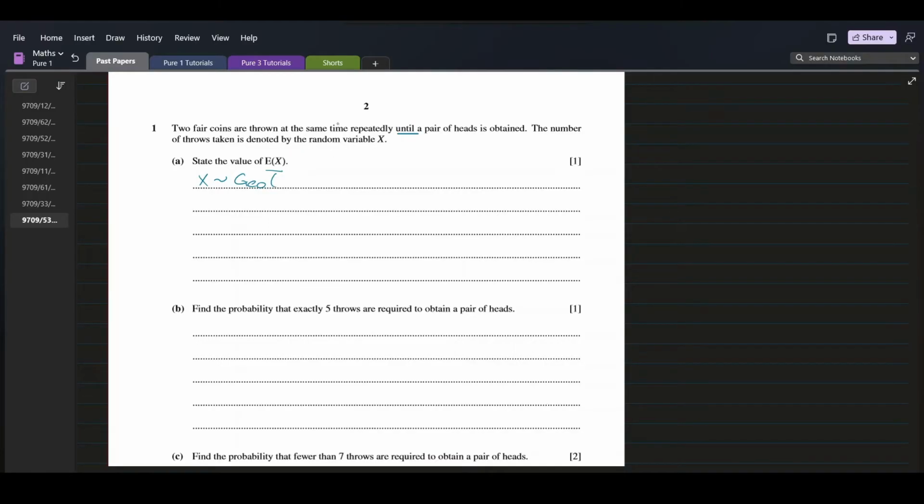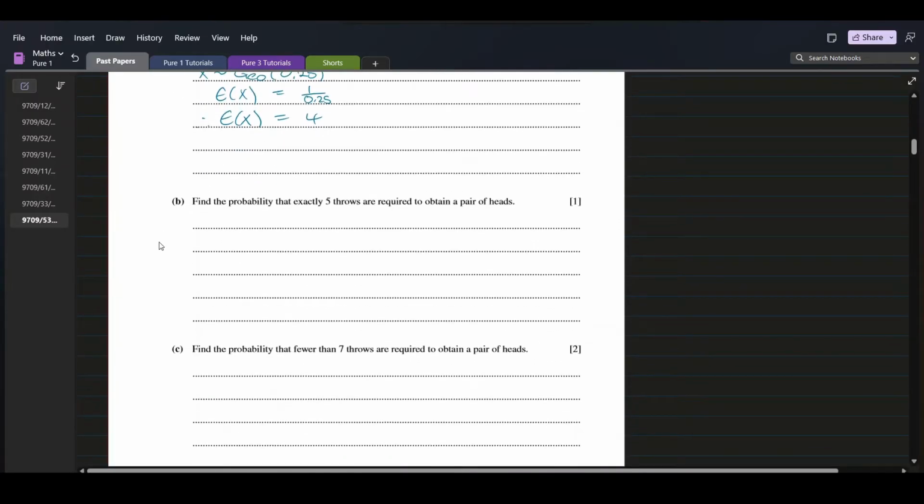So the probability of obtaining a pair of heads on a throw of two fair coins would be 1 over 2 times 1 over 2, which is a quarter, and I'm going to write that as 0.25. And to get the expectation under a geometric distribution, our formula is 1 over p, so that's 1 over 0.25. So the expectation of x is equal to 4, and that's our final answer.